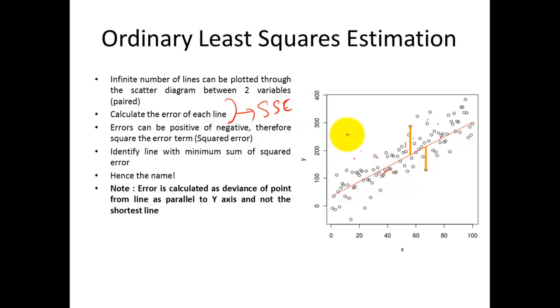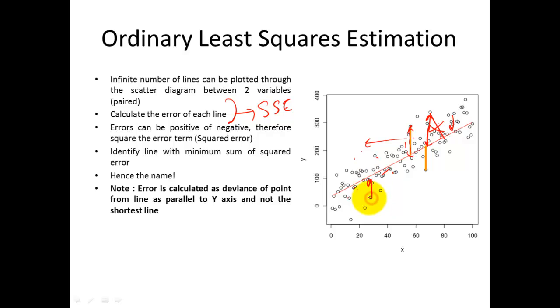Errors can be positive or negative. The way we calculate error is simply the distance between the observation and the hypothetical line that we have, and this distance is always measured in terms of the y-axis. So we don't take the perpendicular distance. We only take the vertical distance, so the vertical distance between each observation and the line.